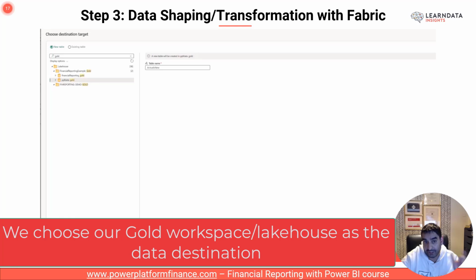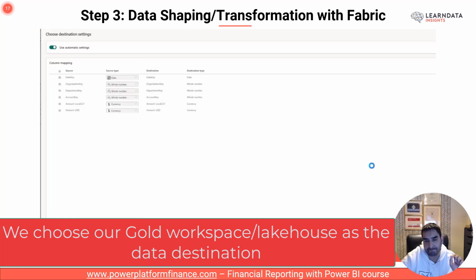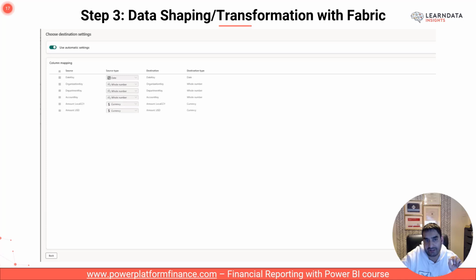Here we're specifying the lakehouse name, and we can see here the data types. So it's mapped across the columns, removed any spaces in the names, and set the data types accordingly.